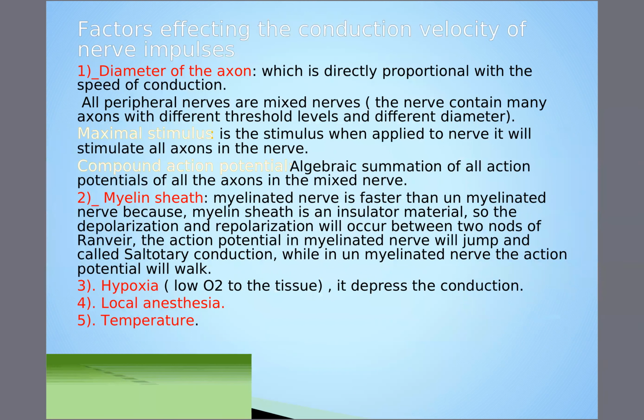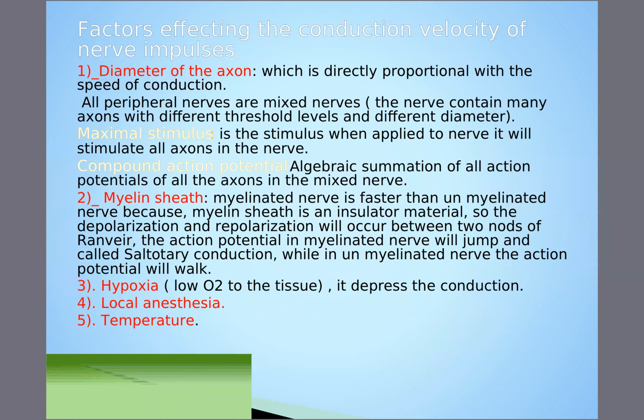Factors affecting the conduction velocity of the nerve impulses. First, the diameter of the axon, which is directly proportional to the speed of conduction. All peripheral nerves are mixed nerves. The nerve contains many axons with different threshold levels and different diameters.